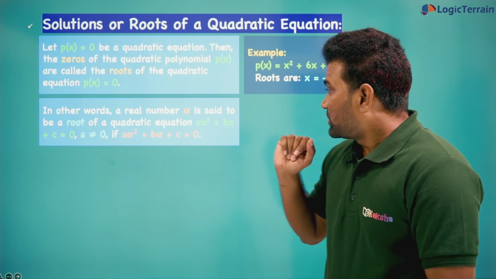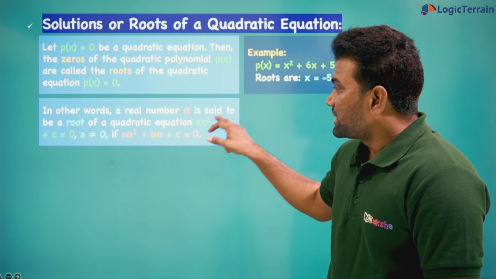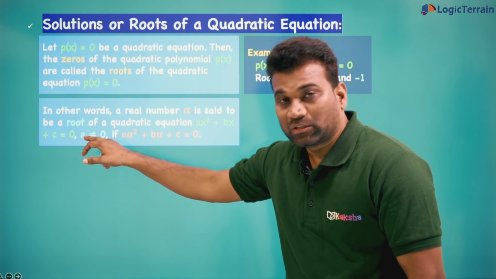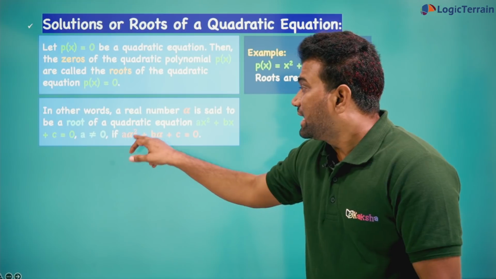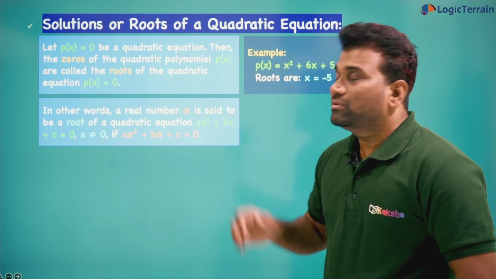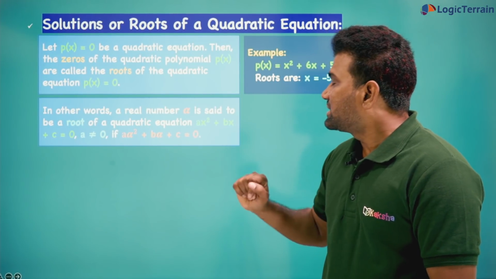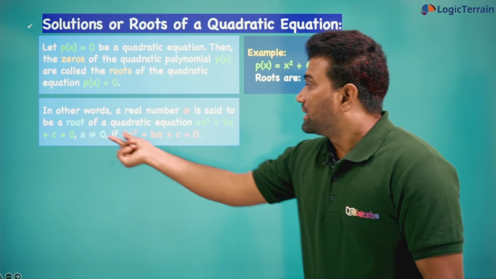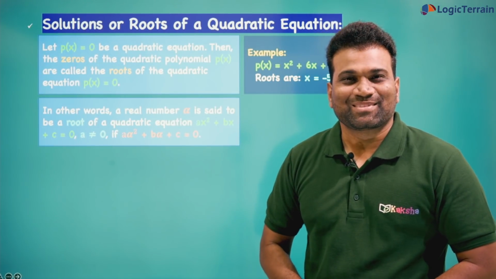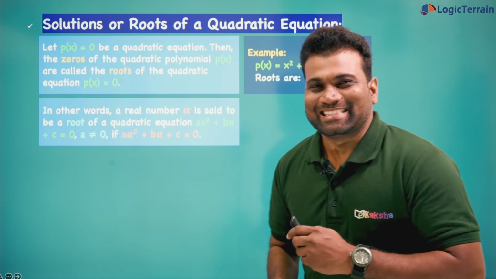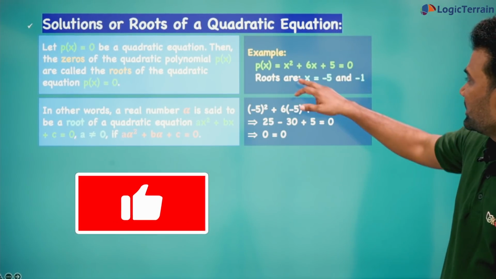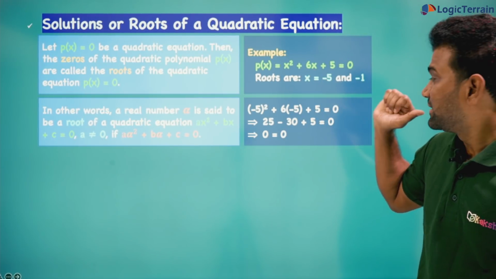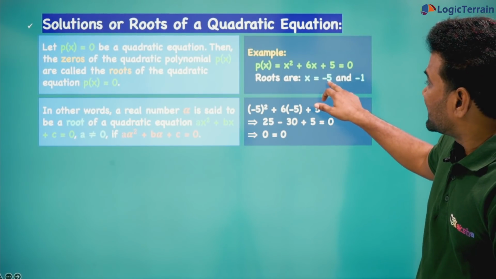Okay. So, a real number alpha is said to be a root of a quadratic equation ax square plus bx plus c equal to 0, where a not equal to 0, if a alpha square plus b alpha plus c equal to 0, which means if alpha satisfies the given quadratic equation, then alpha becomes a root of the quadratic equation. Got it? We will see how it is. Here for this quadratic equation, these are the roots or zeros. Now let us assume this is alpha.